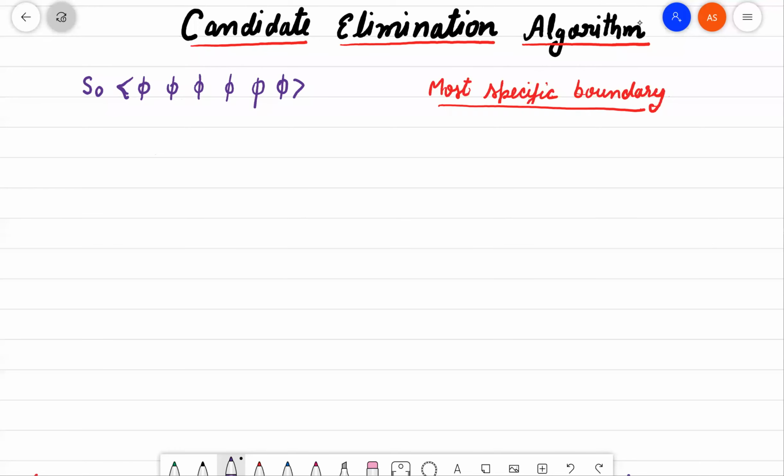Candidate elimination algorithm. This is the extension of the FindS algorithm, which we covered in the last lecture. Why are we using the candidate elimination algorithm, and what is its advantage over the FindS algorithm? FindS generates only one hypothesis that is consistent with the training examples, the training set.